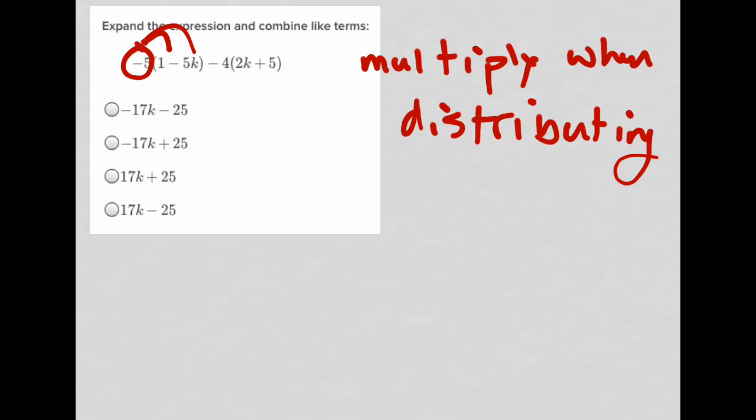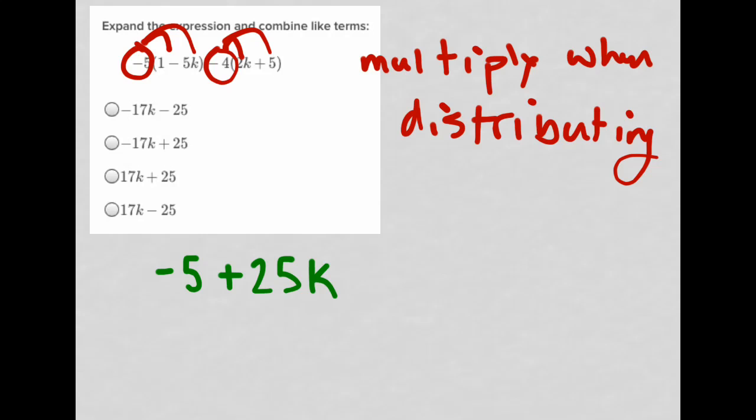So this one says expand the expression and combine like terms. All that means is first I got to distribute. So there's that negative 5. I have to multiply. This is multiplication. So I'll multiply there. And then the 4 I will also distribute. And I'm multiplying. So let's do that first part. Negative 5 times 1. What is that? Negative 5, of course. Negative 5 times negative 5k. Well, negative 5 times negative 5 is positive 25. And then there's the k there.